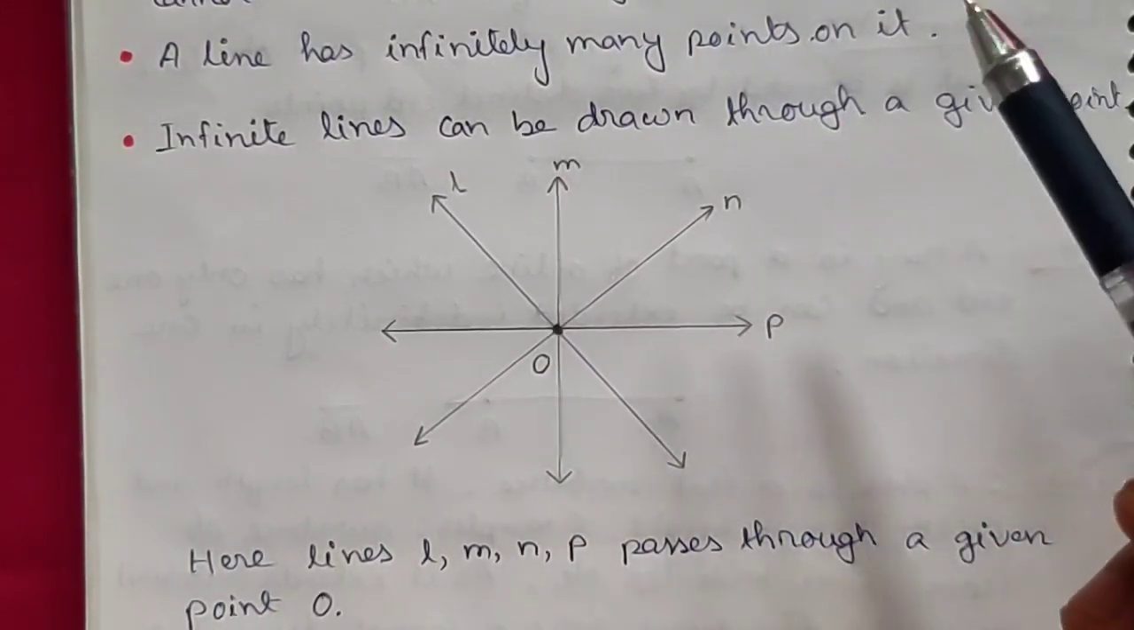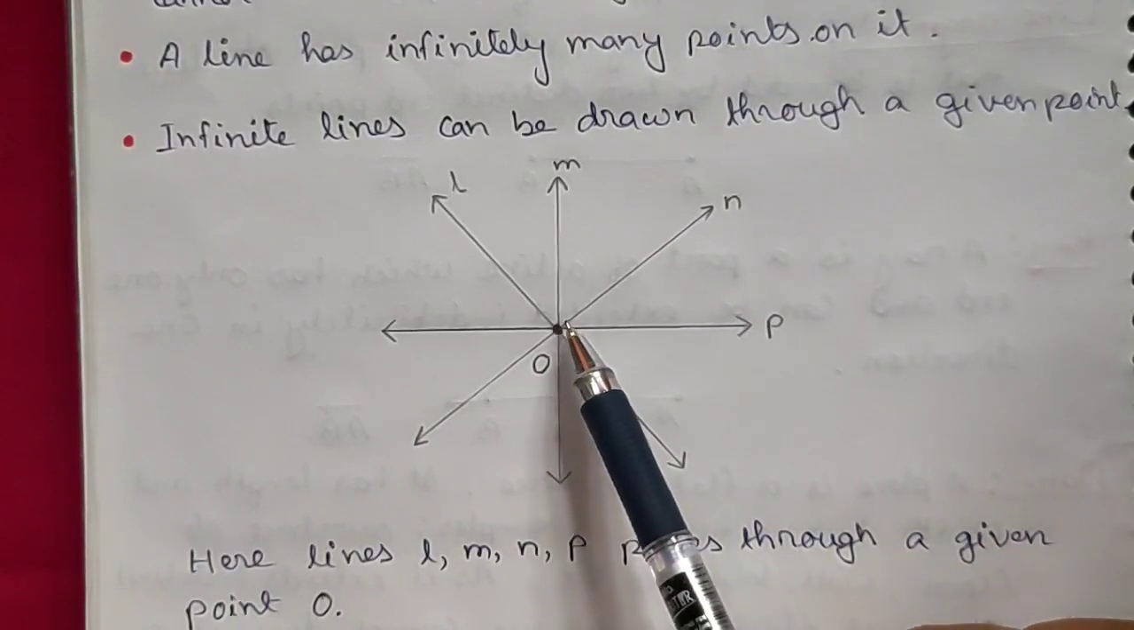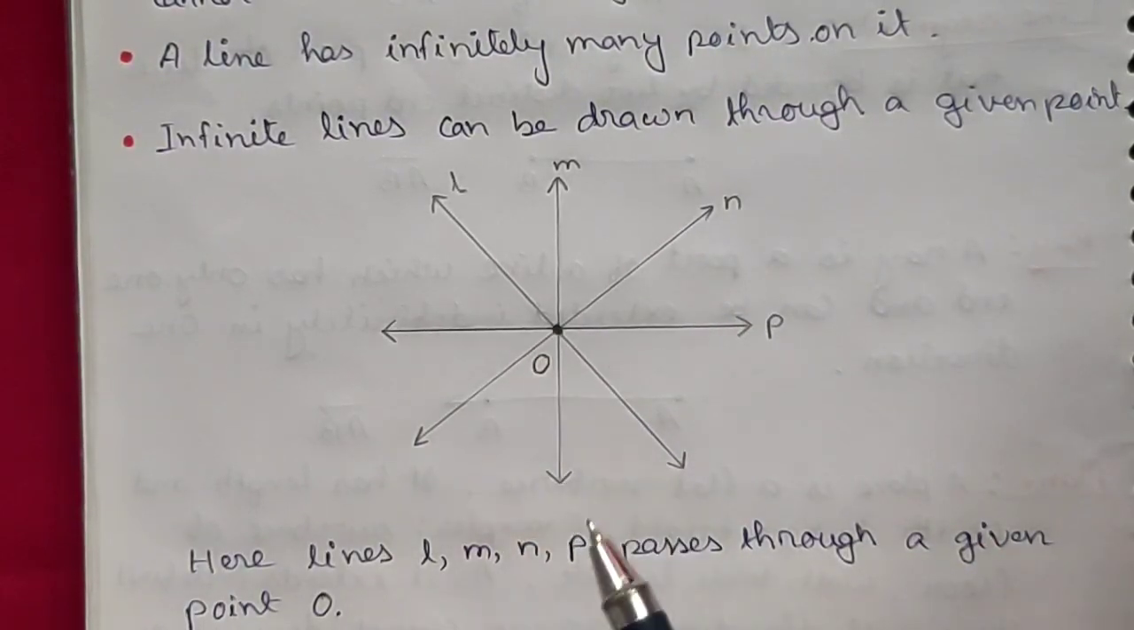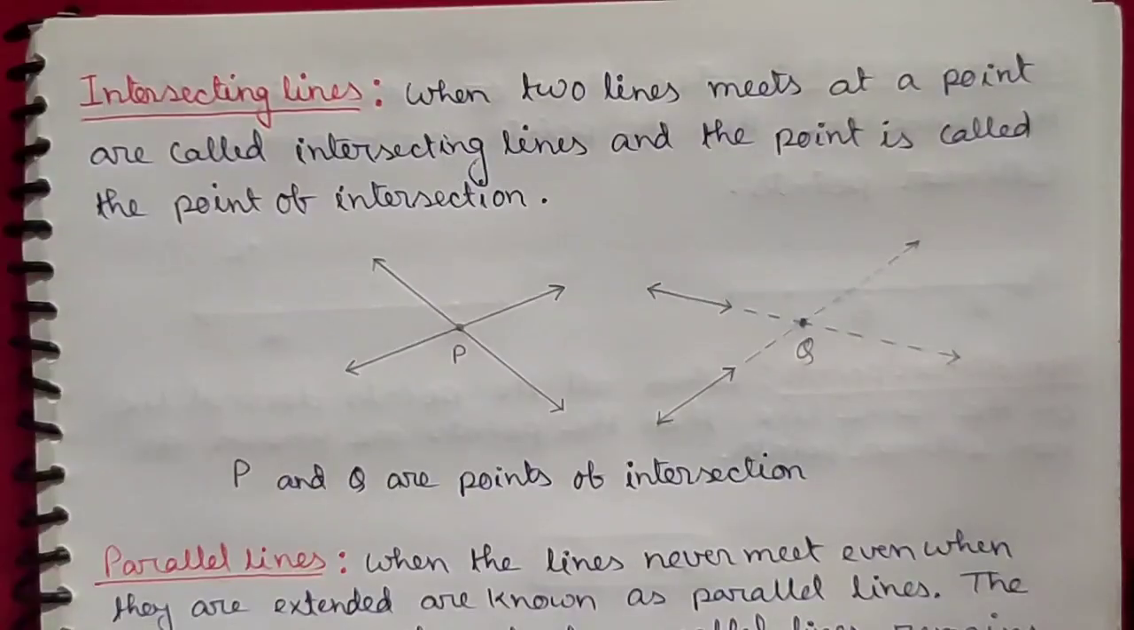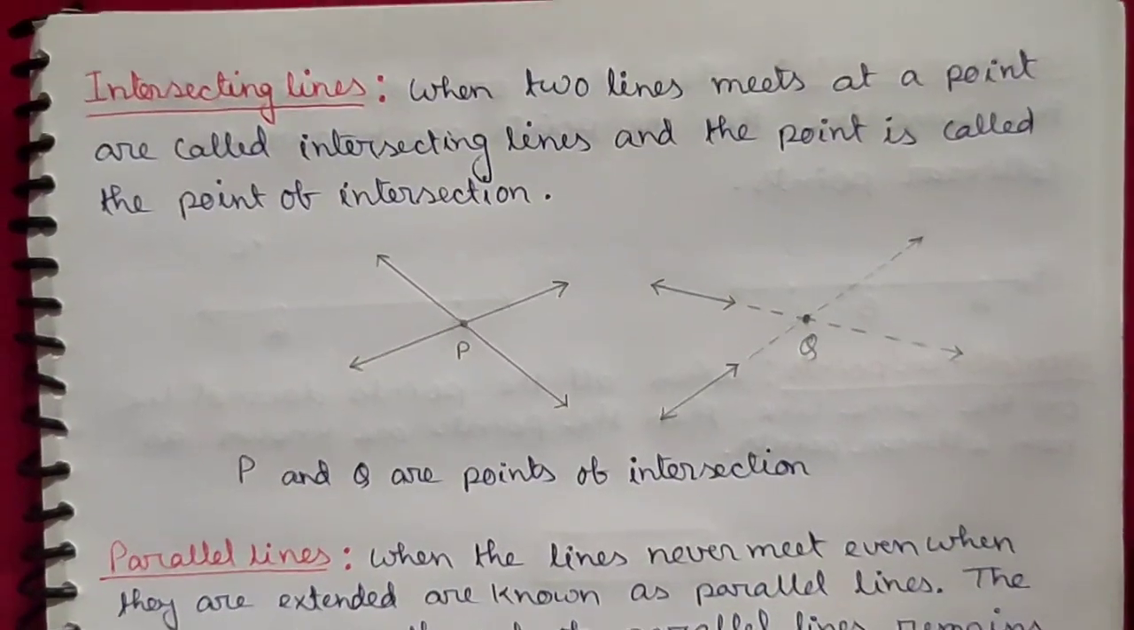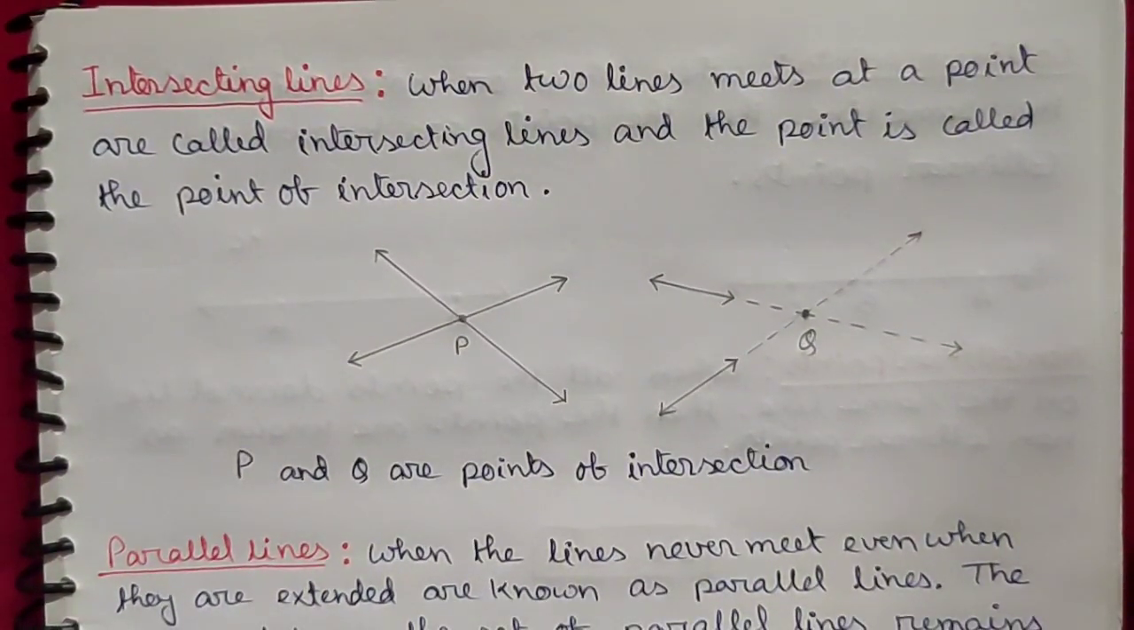Lines are known as concurrent lines. And the point is known as what? Concurrent point. We will study about this later on. Okay, till now we are bothering about what? We are bothering about one line. Now if we take two lines, how will we draw the two lines?